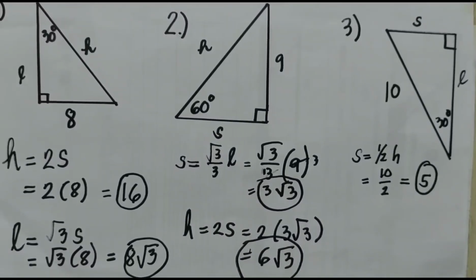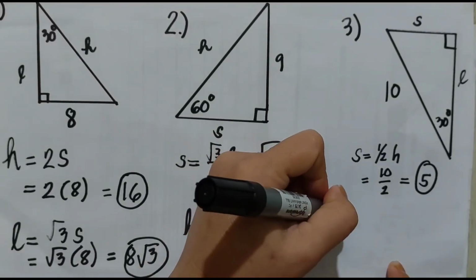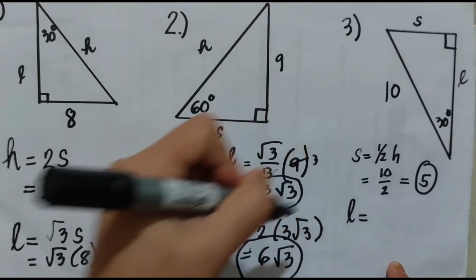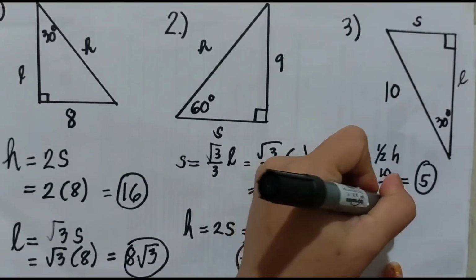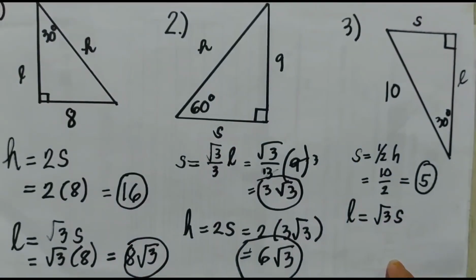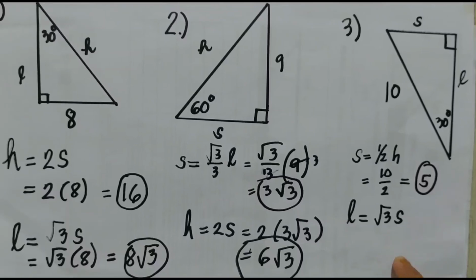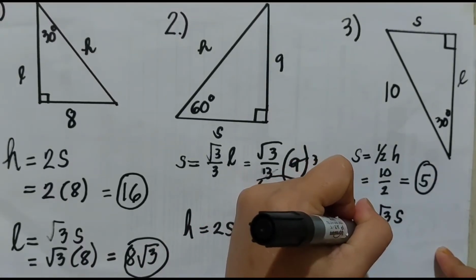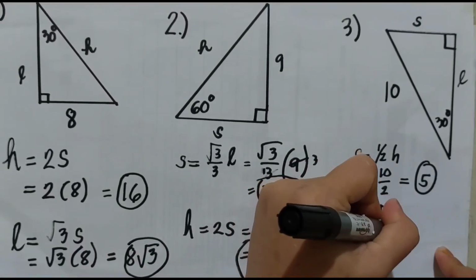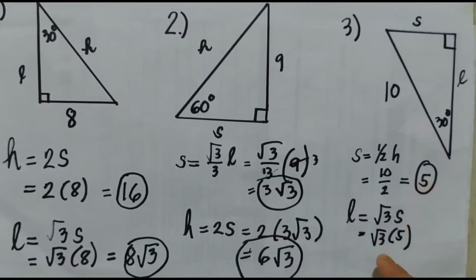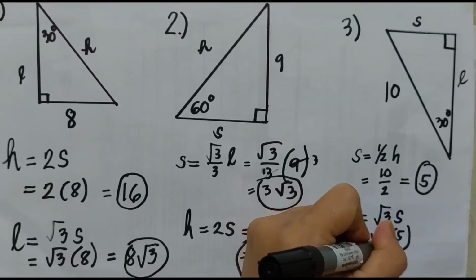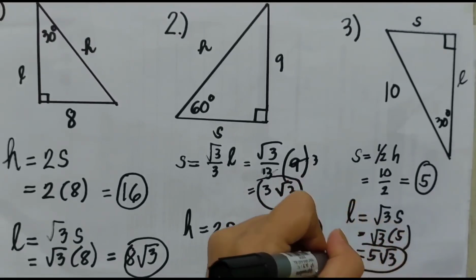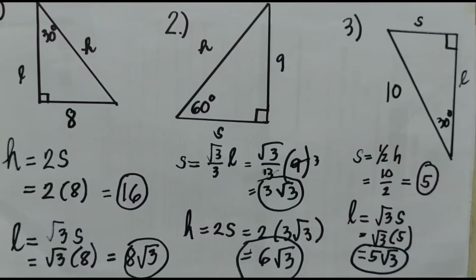What about the longer leg? How do we solve for the longer leg? The longer leg is square root of 3 times the shorter leg. Substitute: square root of 3 times 5, which is the shorter leg. Write the 5 first. So that would be 5 times square root of 3, which is the value of your longer leg.